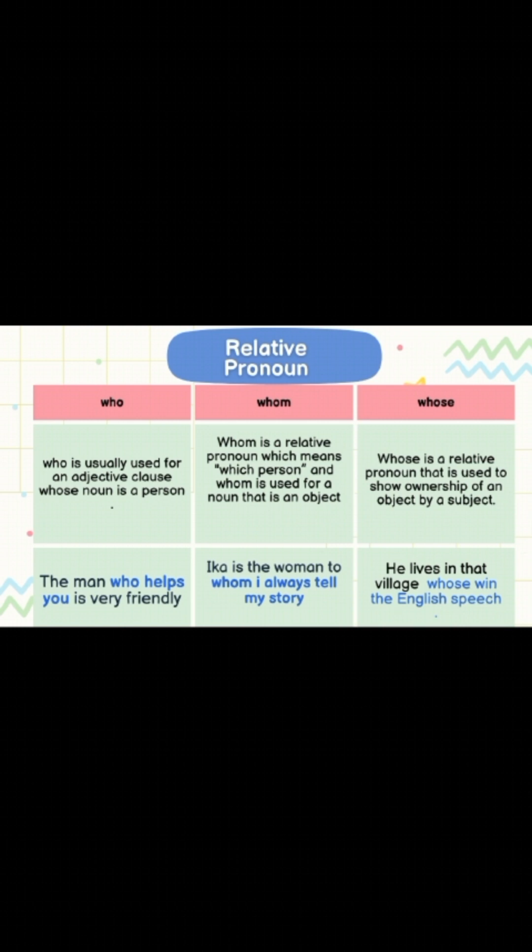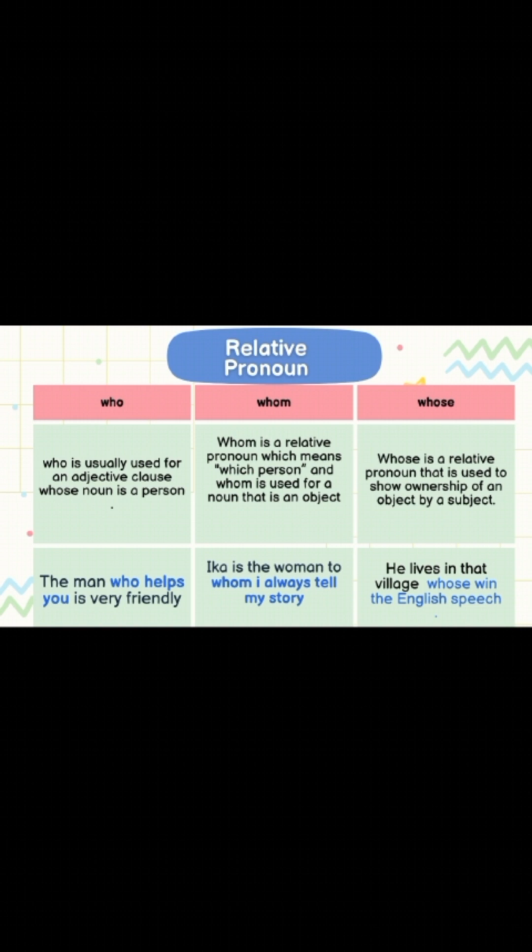Use who. Who is usually used for an adjective clause whose noun is a person. For example, the man who helps you is very friendly. Who helps you is a relative pronoun clause. Next, whom. Whom is a relative pronoun which means which person, and whom is used for a noun that is an object. For example, Ika is the woman to whom I always tell my story.